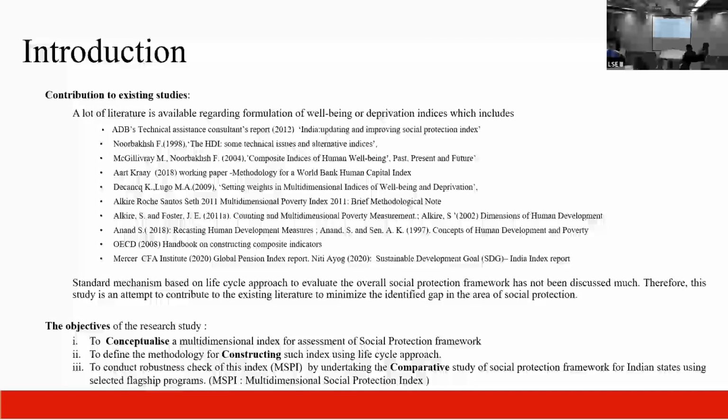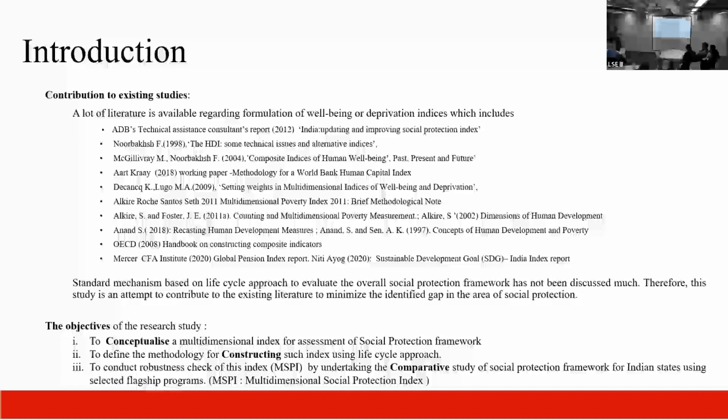So these are the list of studies which I have highlighted over here, and the reports on various indices have also been taken into account. Like Mercer has come up with the report on the global pension index, which evaluates around 56 pension systems across the world. That index was particularly taken for deriving the dimensions of this social protection index. But what I observed going through this literature is that there is very limited literature regarding the assessment of social protection programs, and hence the motivation for this study came up.